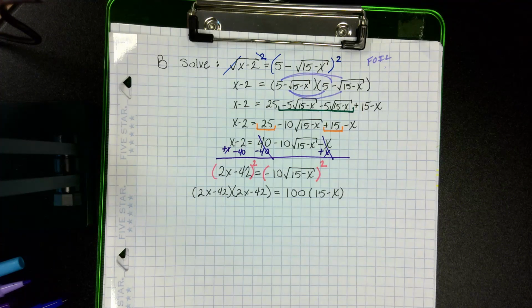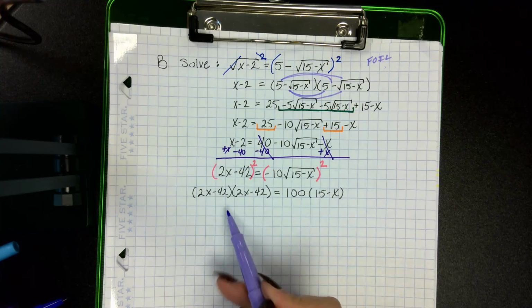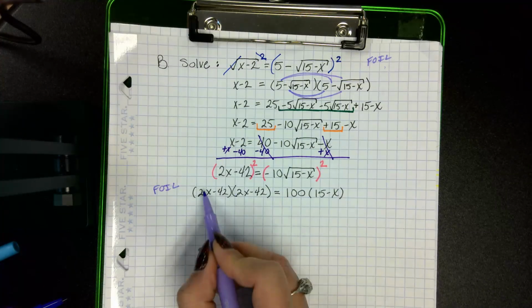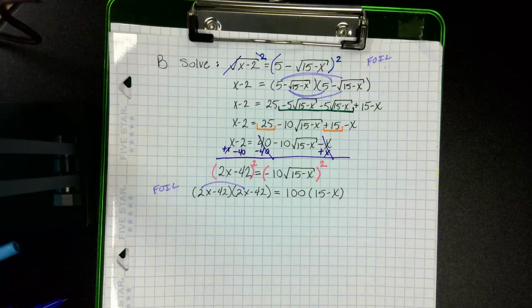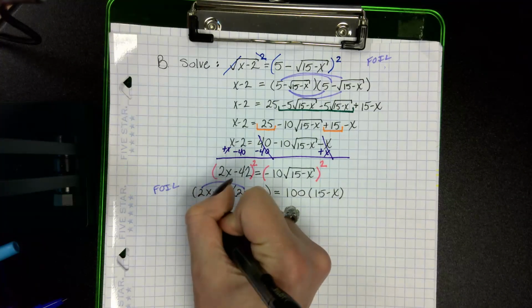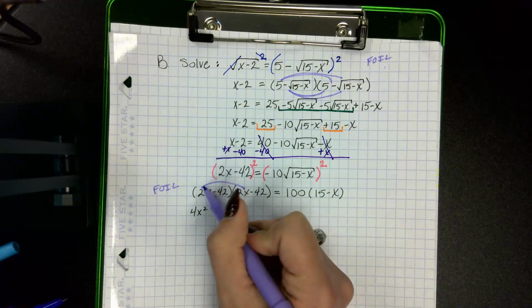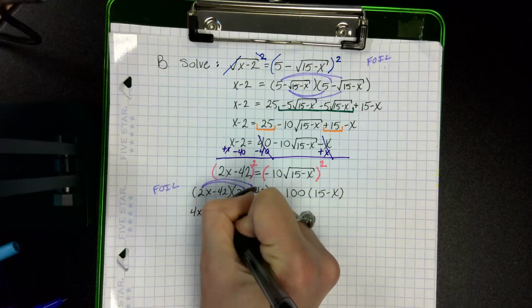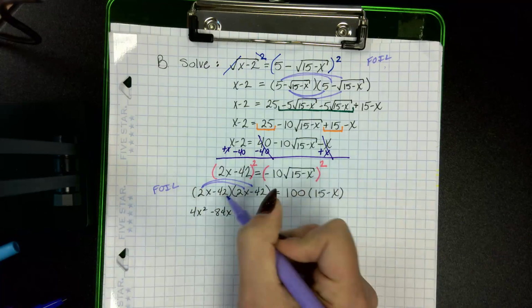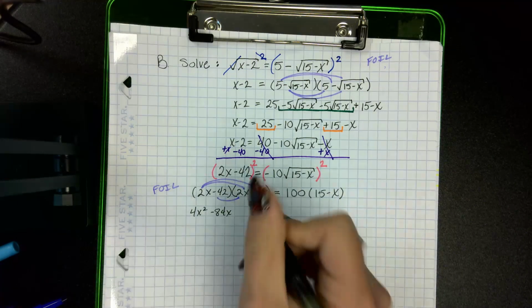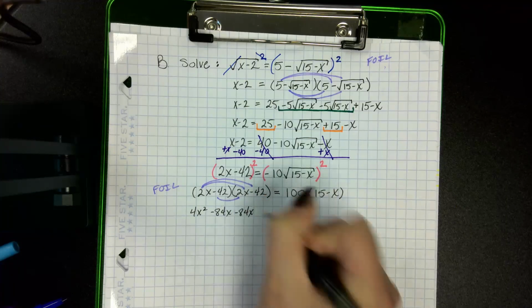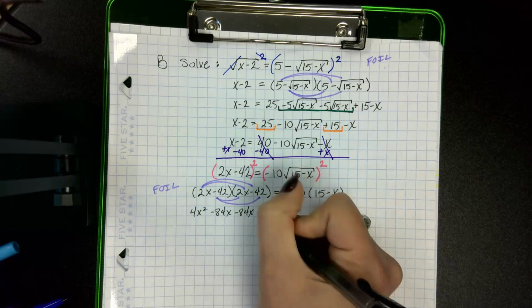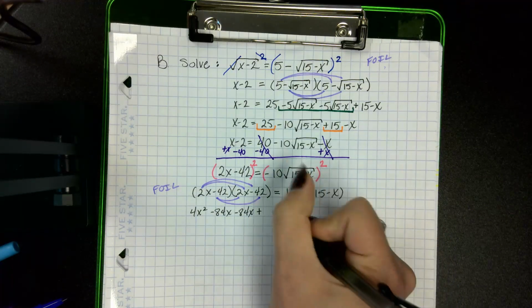So then I need to FOIL again on the left. I'm going to start with 2x times 2x, gives me 4x squared. Then I have 2x times negative 42, gives me negative 84x. Then I have negative 42 times 2x, so again, I have negative 84x. And then I have negative 42 times negative 42, so that's positive 1764.